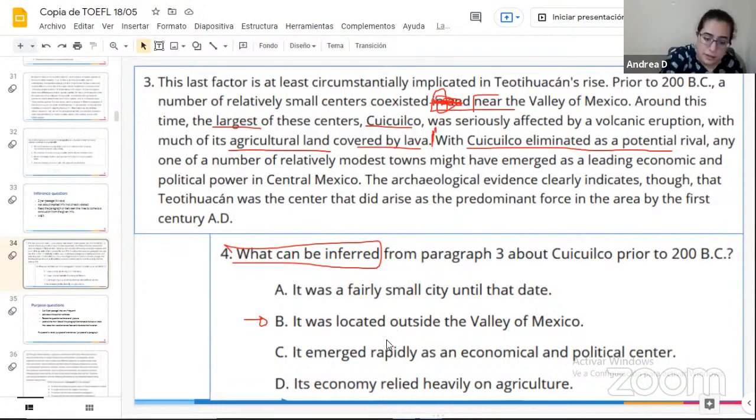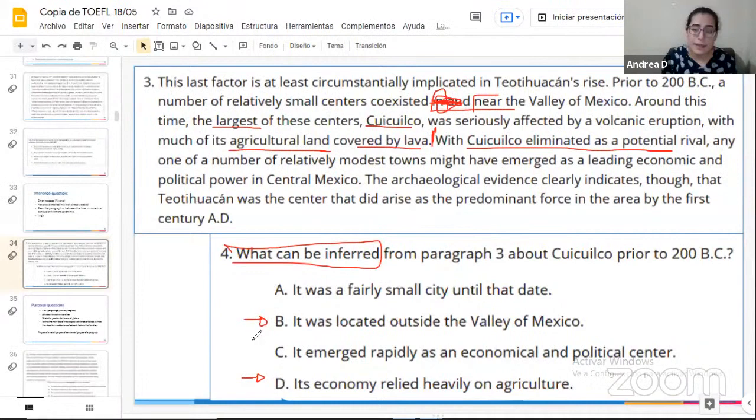That's the step that's missing here. And that is this one here, right? Its economy relied heavily on agriculture. So you can try to add that sentence and it will work perfectly. You could say, since its economy relied heavily on agriculture, Cuicuilco was eliminated as a potential rival. So that's the step that's missing. Okay, so I know it's a bit hard and it's a bit tricky, but you gotta think that way.